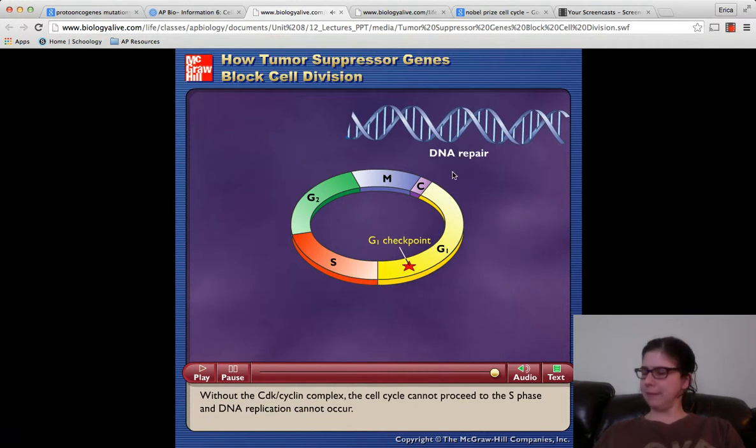Okay, P53 also comes into play at the G2 phase, before it goes into mitosis. It's another checkpoint for DNA repair right here. So there's actually a couple of checkpoints for that. The very first one, RB, again, was the very first G1 checkpoint.